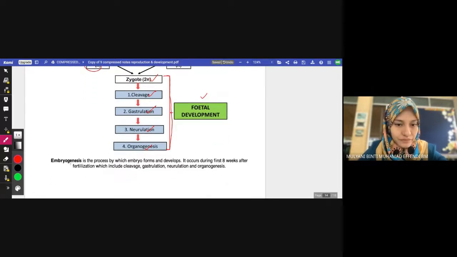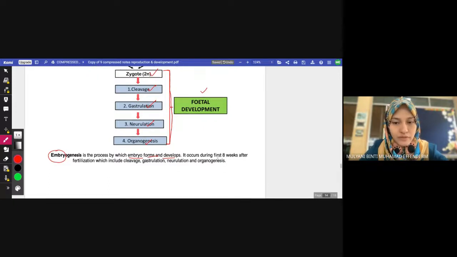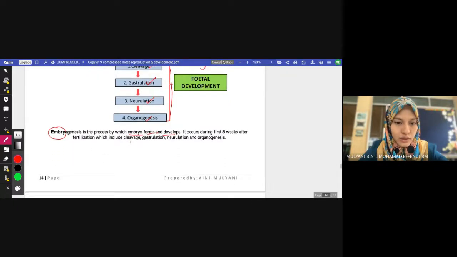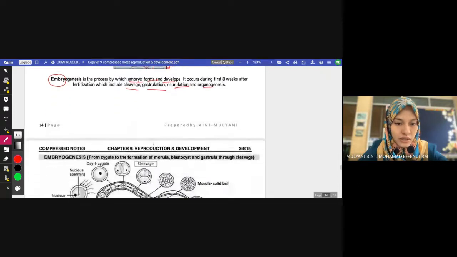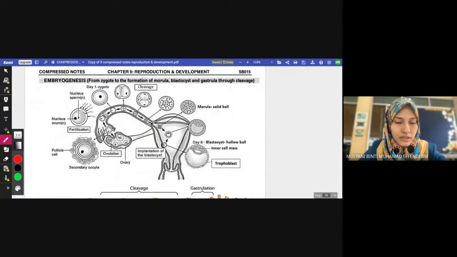Okay, so embryogenesis. What is embryogenesis? Is the process by which embryo forms and develops. Dan nama pun embryogenesis. So mestilah perkembangan embryo. It occurs during the first 8 weeks of fertilization. So ada proses inilah. Okay. So starting from the fertilization in the oviduct. So sepanjang oviduct tu sampailah dia melekat ataupun implanted in the uterine wall, berlakulah proses perkembangan ini.